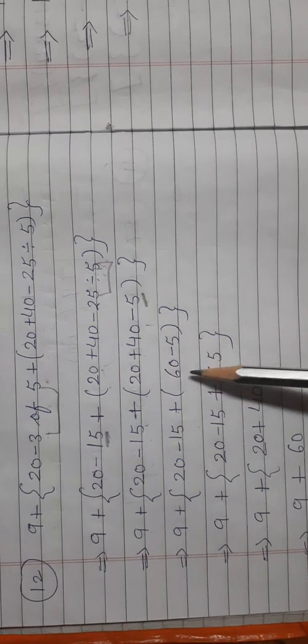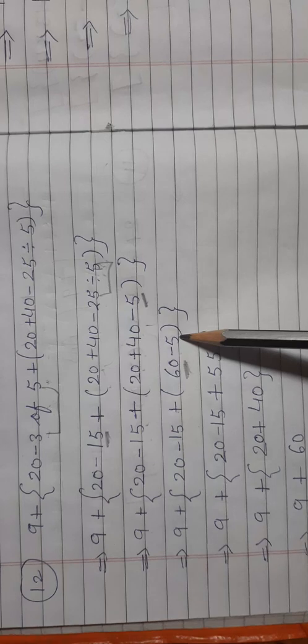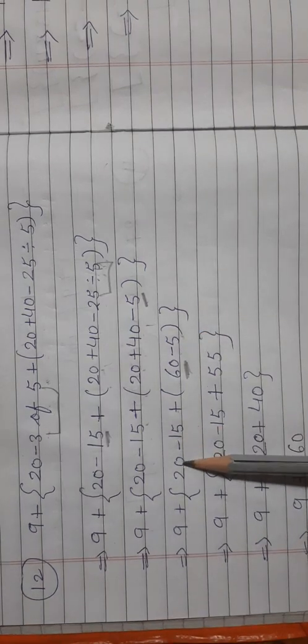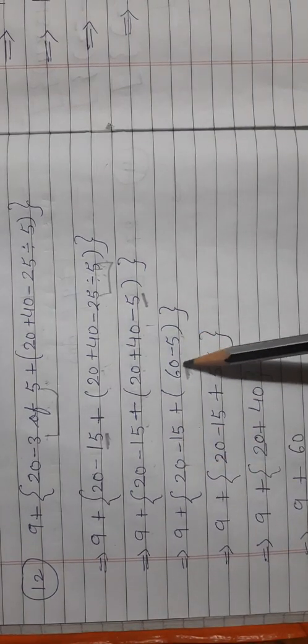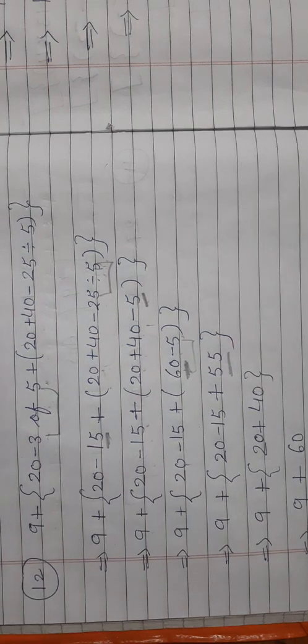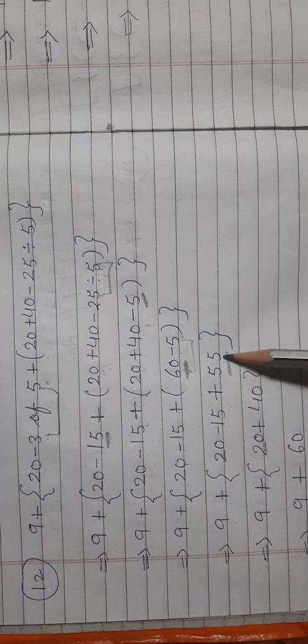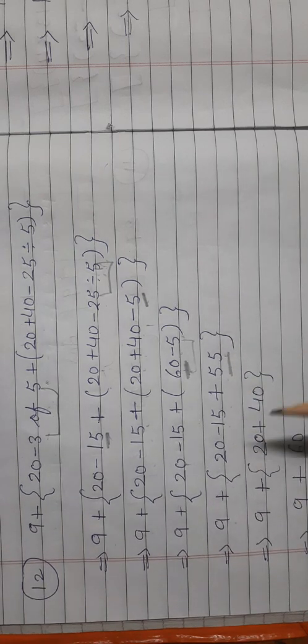Now in next step 20 plus 40 is equal to 60 minus 5, and keep the remaining digits same. Now in next step 5 is subtracted from 60 and we will get 55. Now 9 plus 20 minus 15 plus 55. Now solve the curly bracket.